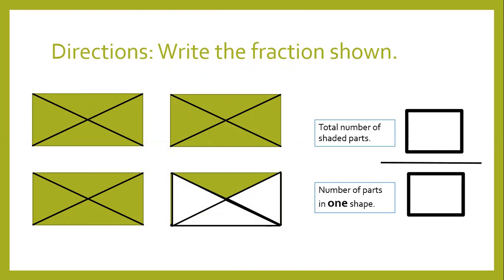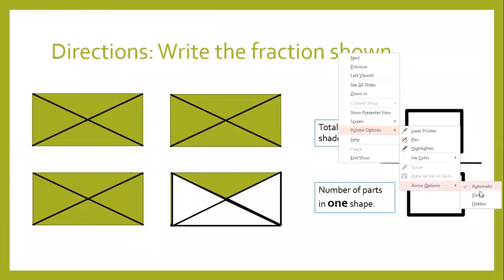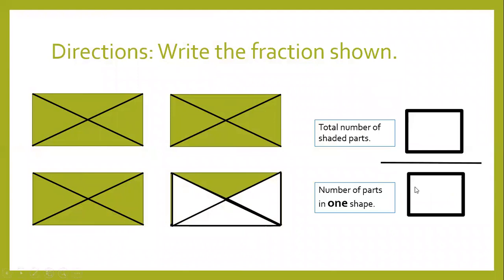In order for us to begin solving the problem, I'd like for us to take a look at the denominator, or the bottom number, first, okay? This bottom number says number of parts in one shape. Now, in one rectangle, there are 1, 2, 3, 4. There are 4 parts. So that is going to be our denominator, which is 4.